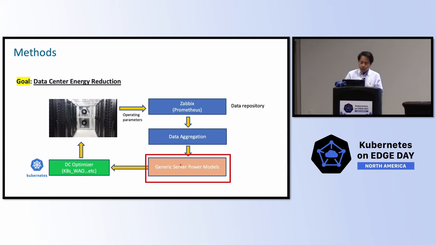After that, when we get the machine learning model, we can predict the power consumption dynamic. This power consumption increasing dynamic can be applied to the workload allocation optimizer, and then we use this optimizer to assign the task to the most appropriate edge site to realize data center energy reductions.